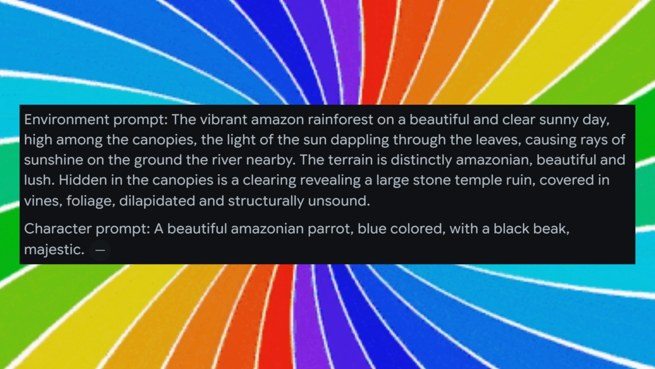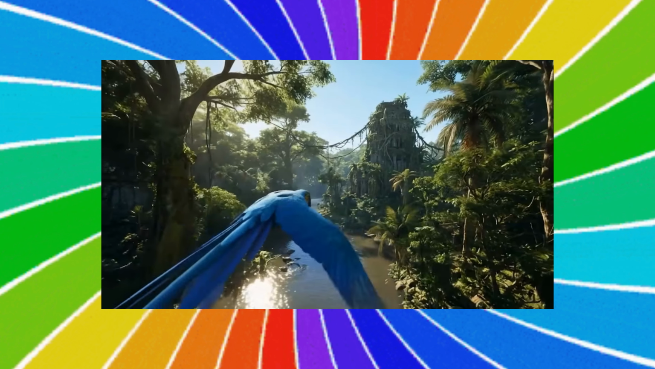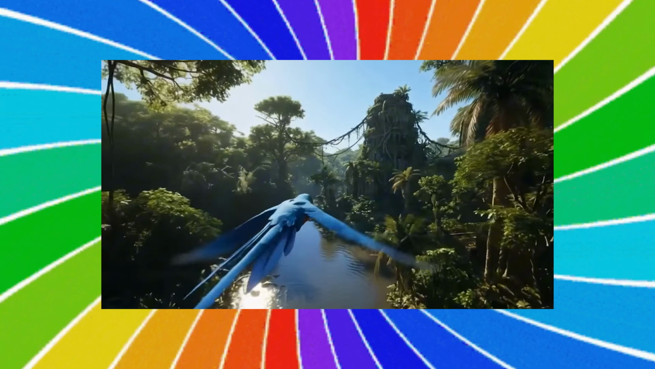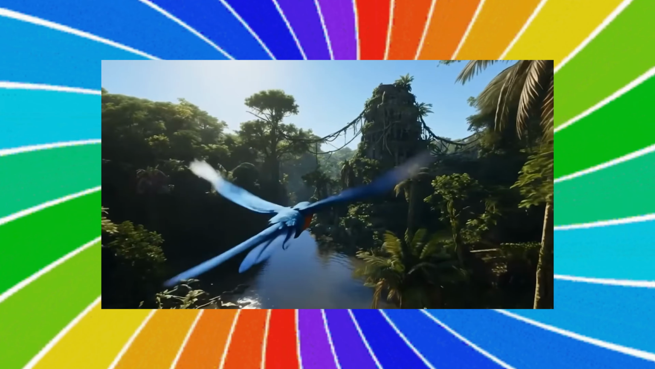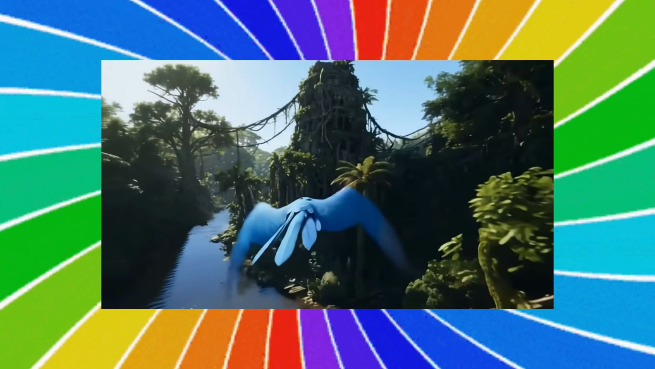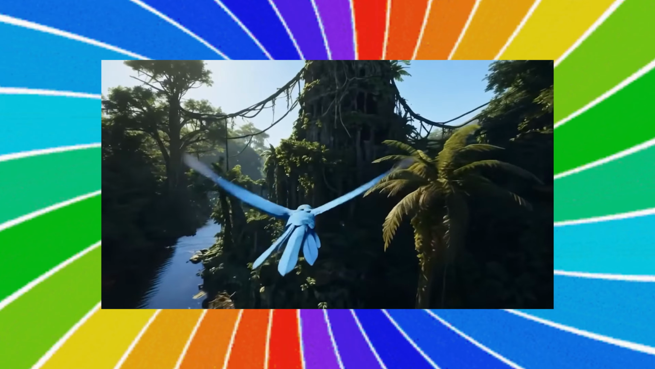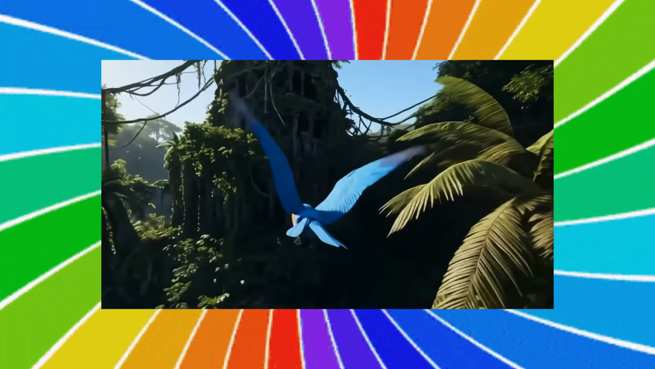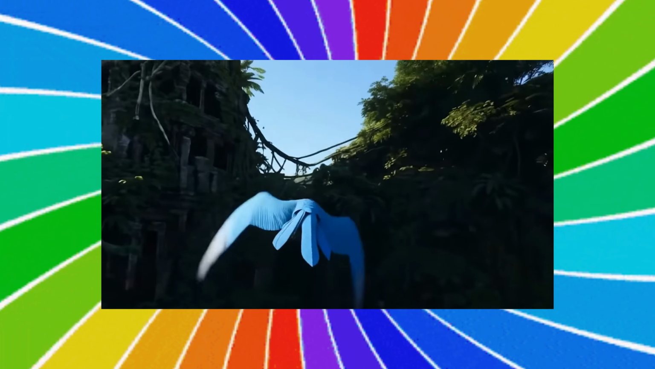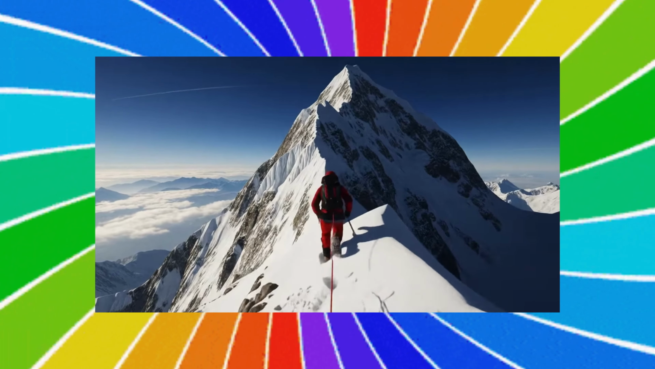Say, the prompt is like the vibrant Amazon rainforest on a beautiful and clear sunny day, and high among canopies, the light of sun tapping through the leaves. So this is basically the environment prompt, and the character prompt is like a beautiful Amazonian parrot, which is blue colored with a black beak and majestic. So you need two prompts, an environment prompt and a character prompt, for a character roleplay. And you can see there are so many examples. I cannot show you all of them.